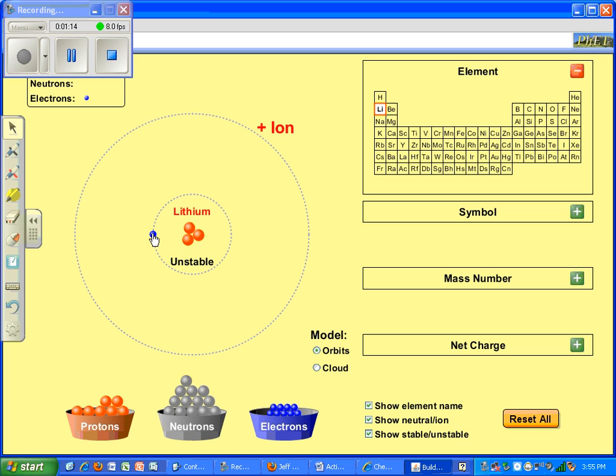So I add 2 electrons to my inner energy level, and the third one is going to go out here. Now, when you have a valence electron like we have in this case, where we have one valence electron all by itself, that is going to be extremely reactive, which lithium is.